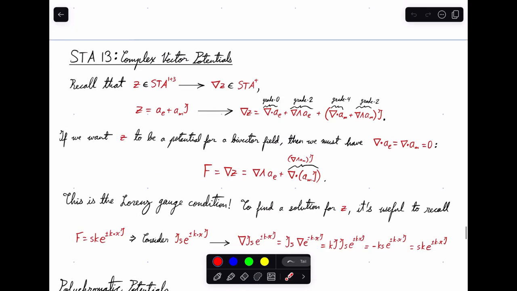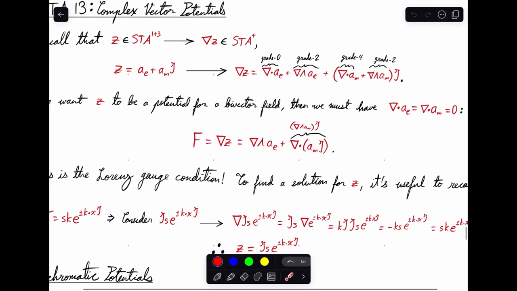This condition that we came up with because of the geometry, because this is not grade 2, this is not grade 2, is called the Lorentz gauge condition, and is something that is traditionally imposed for different reasons, but we did it because of the geometry of the space.